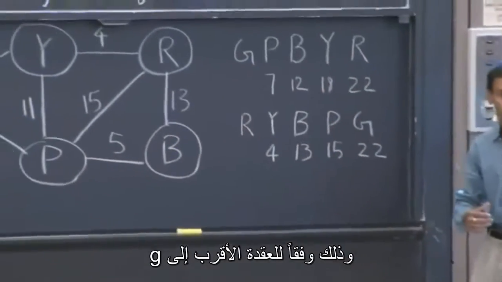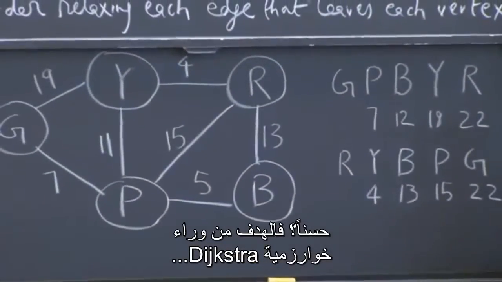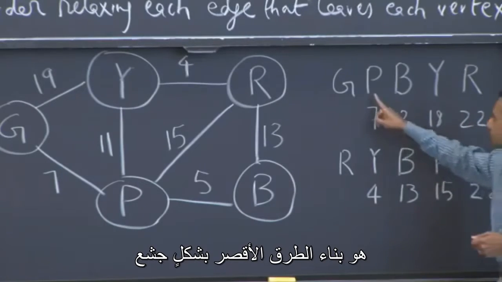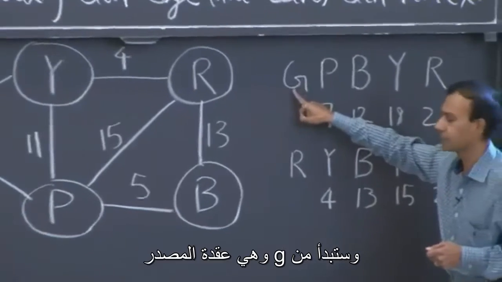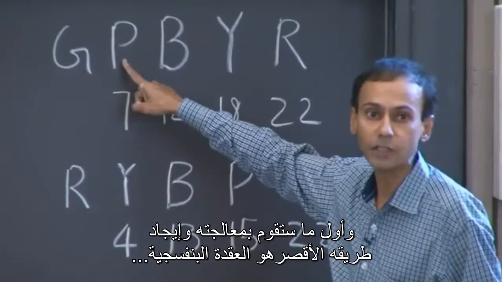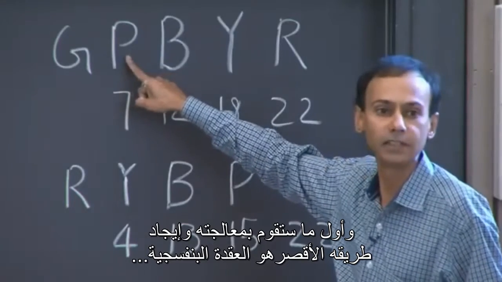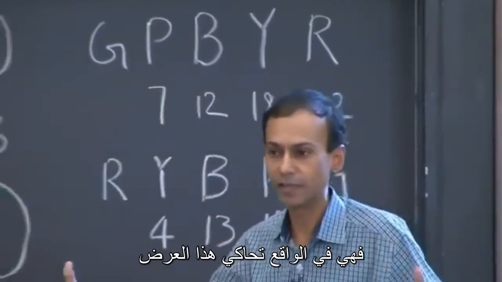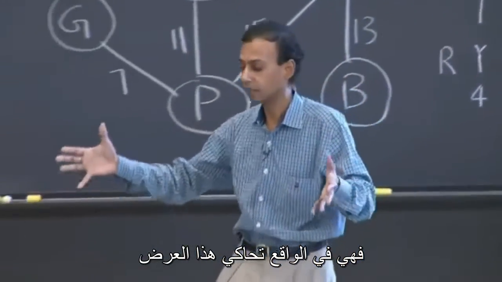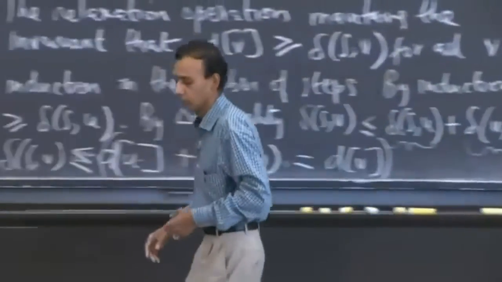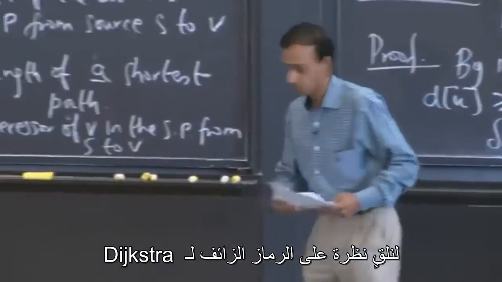The vertex that is closest to G. All right, so Dijkstra, the intuition behind it is that it's going to greedily construct shortest paths, and it's going to be starting with G, which is your source vertex. The first thing that it's going to process and find the shortest path to is going to be the purple vertex, and then the blue, and then the yellow, and then the red. So it actually mimics to some extent this demo. So let's take a look at the pseudocode for Dijkstra.